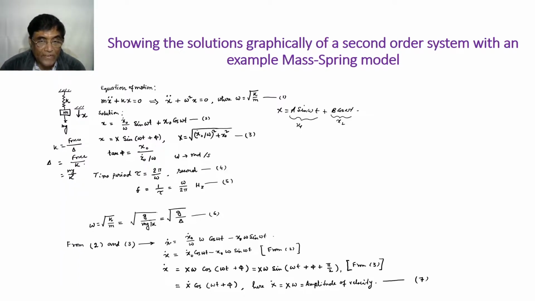Okay, so I am differentiating 2, and getting this, very simple. Omega is coming: x0 sin omega t, cos omega t minus x0 omega sin omega t. So omega cancels out. This is from 2, right? And this is equal to also this. So from 3 we can just write down this: x omega, where x is the amplitude of oscillation, omega, equals sin omega t plus phi plus pi by 2.